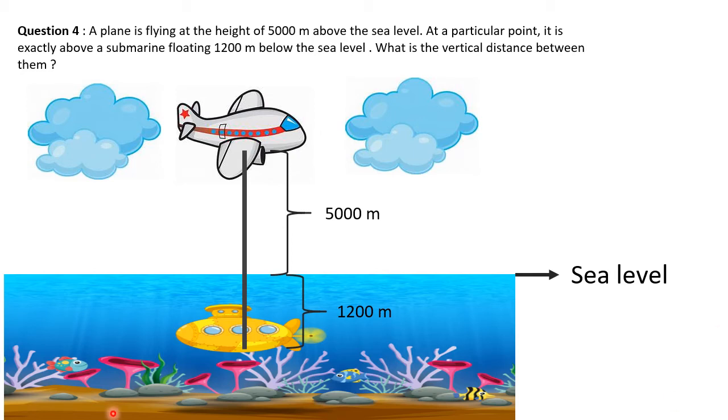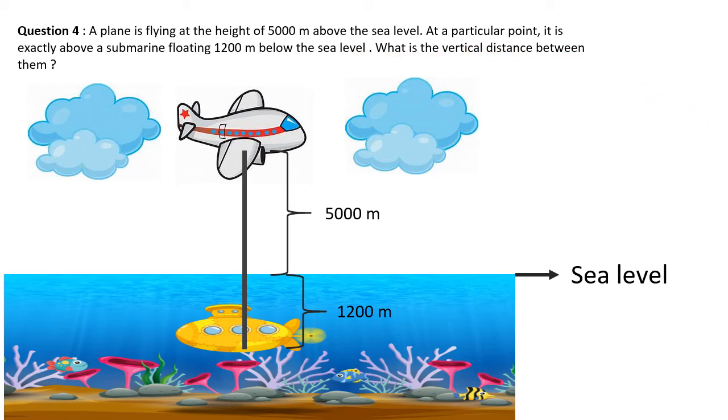Now, let us read the next question. A plane is flying at a height of 5,000 meters above the sea level. At a particular point, it is exactly above a submarine floating 1,200 meters below the sea level. What is the vertical distance between them?